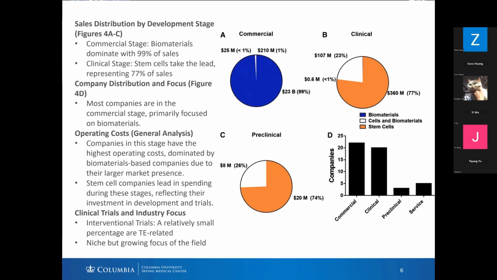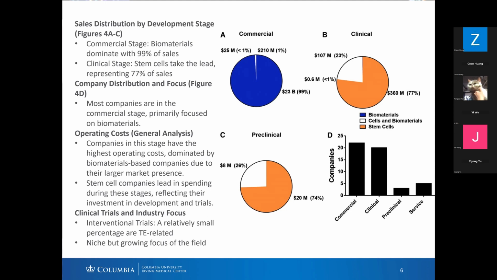For sales and the distribution of operating costs, we can see a clear trend in sales distribution across the different developmental stages. Biomaterials are dominant in the commercial stage with 99% of sales, so 99% of revenue and deals generated are within the sector. Biomaterials are dominant, but we can also see stem cells taking the lead in both clinical and preclinical stages, contributing to 77% and 74% of sales respectively, which points to their potential and growing focus of new therapy development, which really just says that stem cells is like the upcoming field.